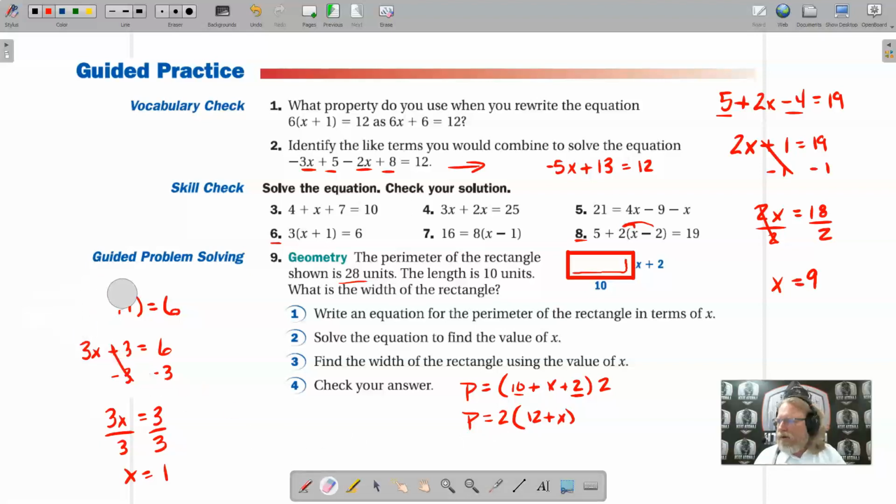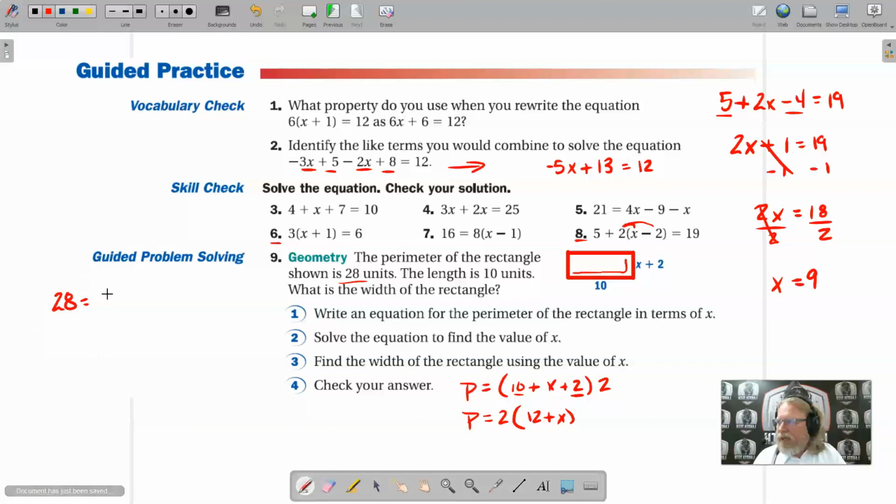And let me see, we'll go ahead and let's erase all this over here. And we'll go ahead and write that over here. So if P is 28, right, and we know that's equal to, and actually I want to go back, I'm going to write it like I have it in the second part here, 2 times 12 plus x, right? Now I can solve for x. So I'm going to have to distribute that 2 in there, right? So 2 times 12 is 24, and 2 times x is 2x, positive 2x.